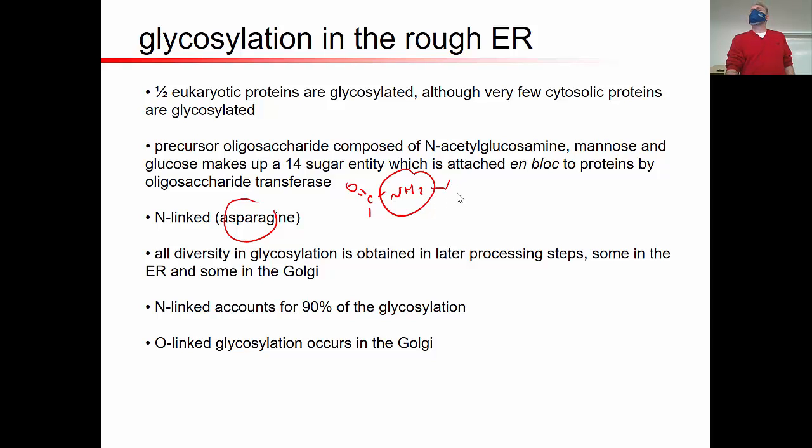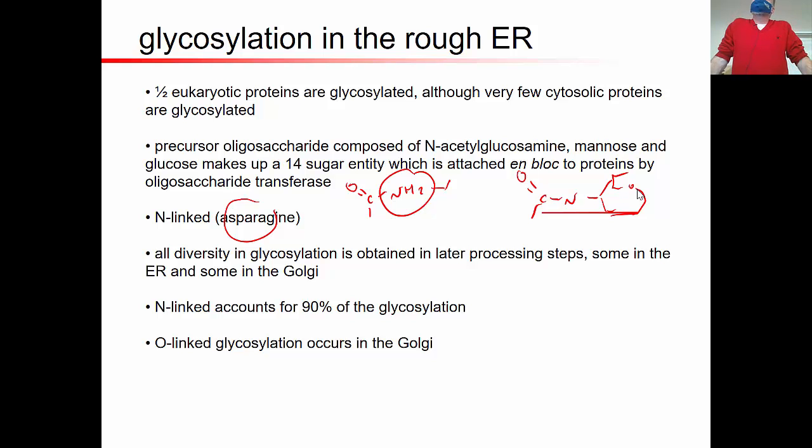And so we call this an N-linked glycosylation, because what it'll end up looking like is this, and then it'll be attached to our sugar. Okay? So we call this N-linked glycosylation. It's still through the anomeric carbon. It's just we're not bridging through an oxygen, but rather through a nitrogen.